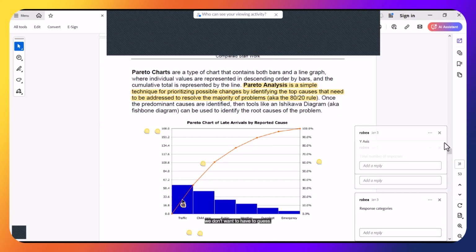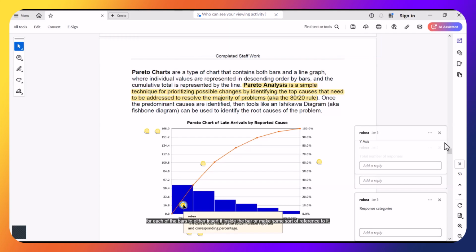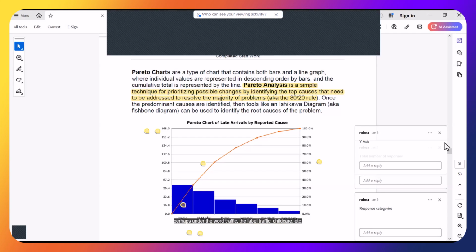We don't want to have to guess. So we want, in this case, to put an actual number and its corresponding percentage for each of the bars and to either insert it inside the bar or make some sort of reference to it, perhaps under the word traffic, the label traffic, childcare, etc.